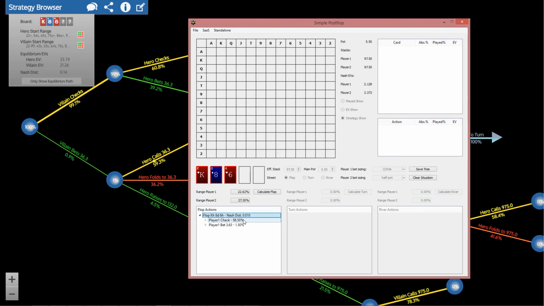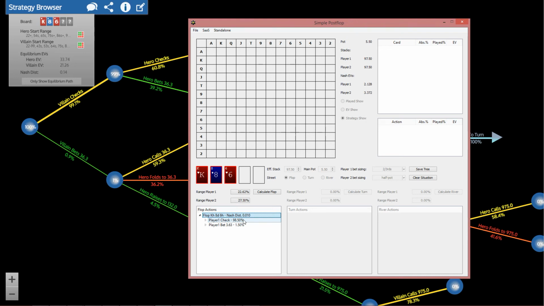Remember that the definition of GTO requires that if two programs have a GTO solution and the difference between the EVs they report is greater than the sum of the two programs' Nash distances, then one of the programs is wrong. That's guaranteed. It does not necessarily require that every action frequency is the same. There's going to be cases where there are multiple equilibria, where it actually doesn't matter exactly what you do in some situation. It's still GTO either way. So you may see slight differences in frequencies.